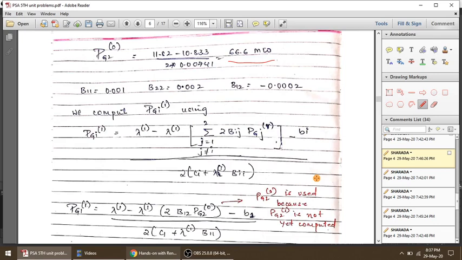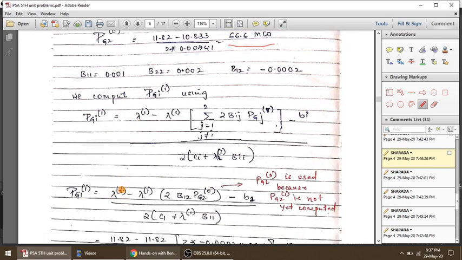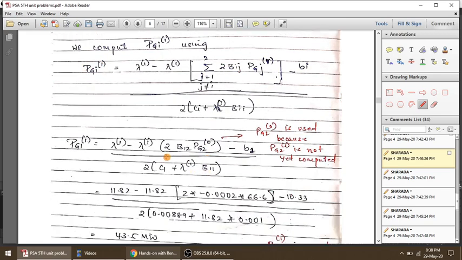Okay, so now the first iteration will start. So this is the expression for first iteration. Clear? So Pg1 of 1 will be equal to lambda of 1 minus lambda of 1 into summation j equal to 1 to 2 of Bij Pgj. So here there are two generating units. So j equal to 1 to 2 and j not equal to i. So you will have only one term here, that is B12. Because we will be excluding that ith unit power output. So this is my expression, 2 into B12 Pg2 of 0.